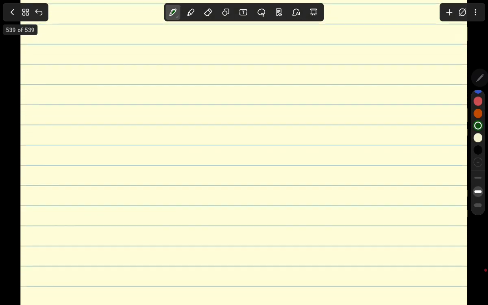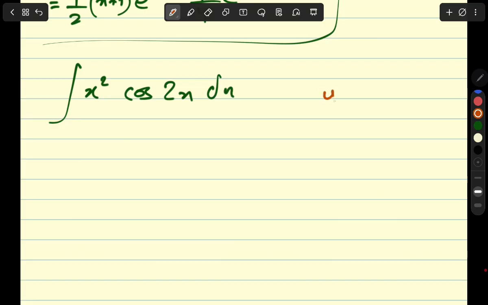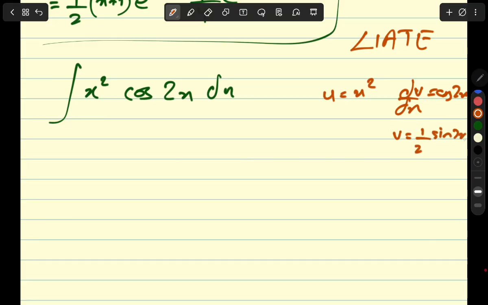Now, let's do a more interesting example here. Let's do x squared cos 2x and try to integrate it, right? I will change color for the solutions. So u is going to be x squared because algebraic appears before trigonometric in LIATE, right? So trigonometric is going to become cos of 2x, integral of which is going to become half sine of 2x, and du by dx is going to become 2x.